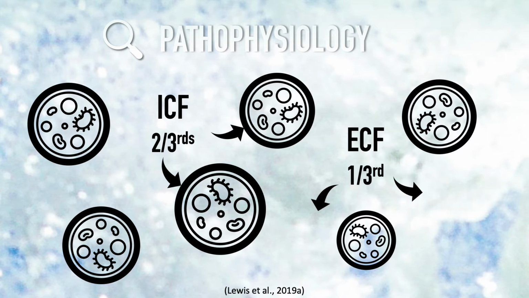So where is the 60% of water located? Well, approximately 2/3 is located within the ICF, and the other 1/3 is located in the ECF. Within the ECF, it is broken down further, with 1/3 of that being located in the plasma space, and 2/3 of it being located in the interstitial space.